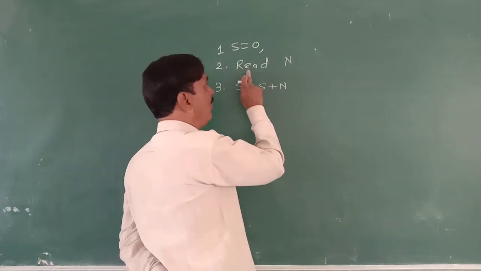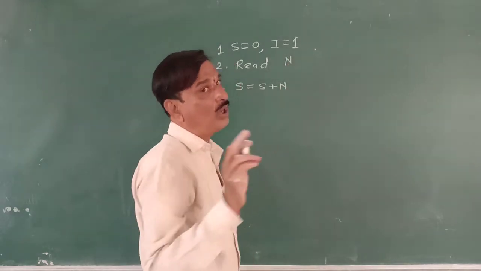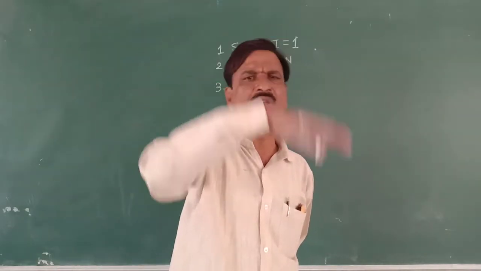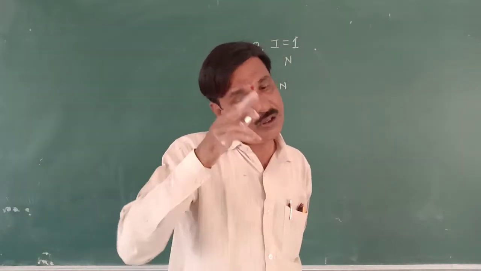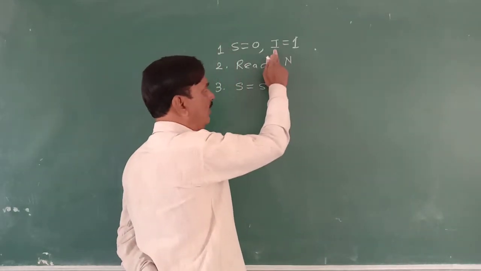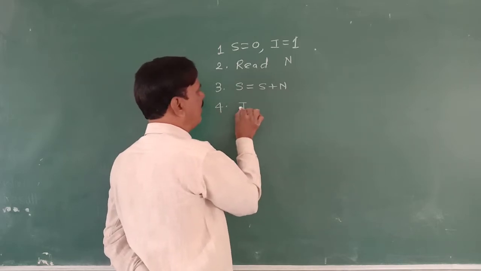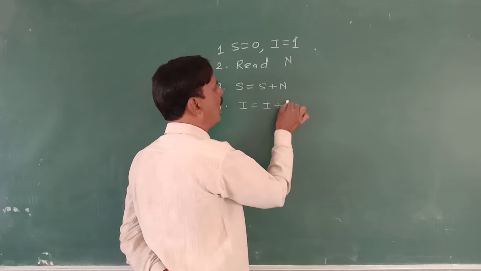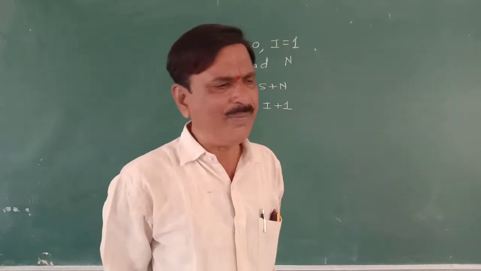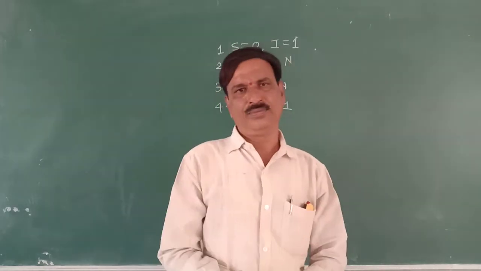But once a number is taken and added in n, we are going to take the counter. Counter is essential. Why? Because we have seen simply go to, it will create the infinite loop. We don't want infinite loop, we want finite loop for 10 times. So I is equal to 1, read n, s is equal to s plus n, and increment the value of I by 1. I is equal to I plus 1. This is called as the increment. What exactly mean by increment? Increment means I was 1 plus 1, now I become 2.